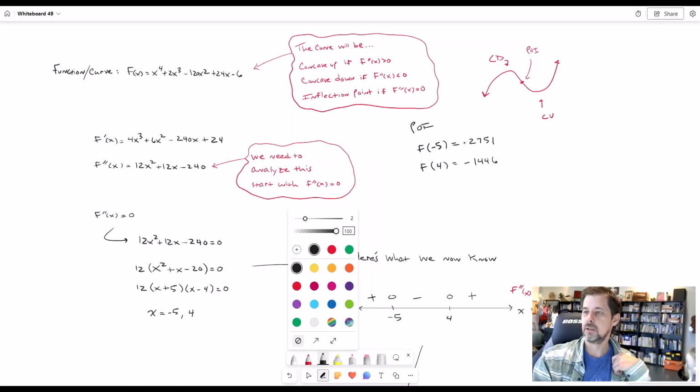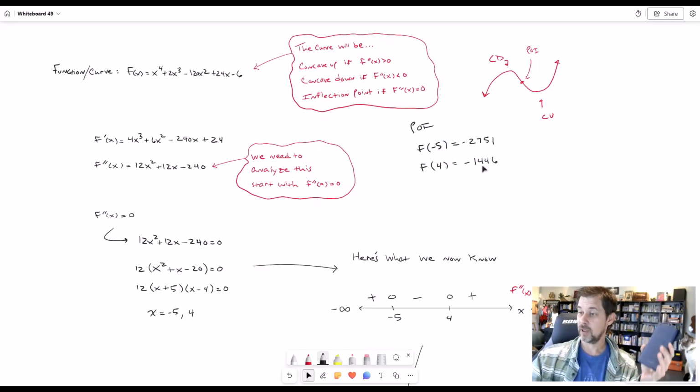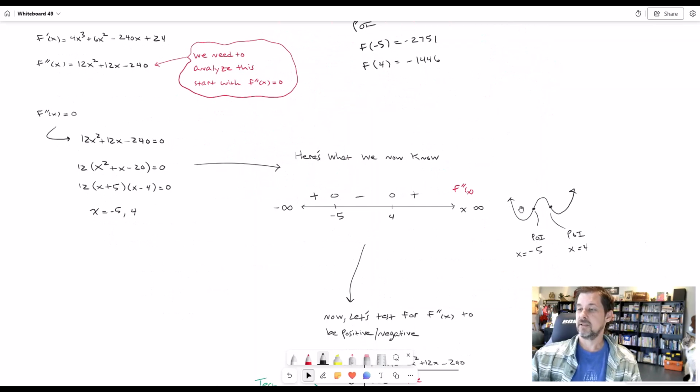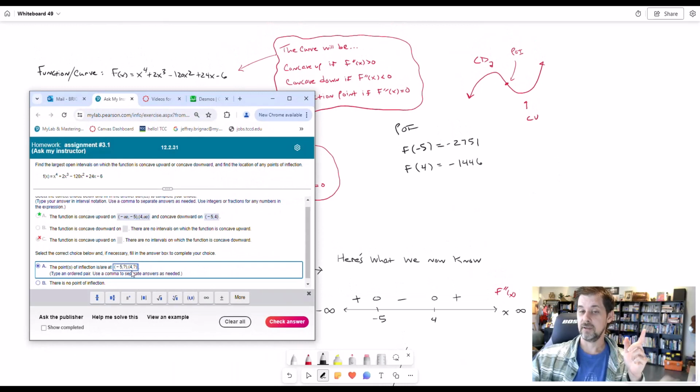Okay, so I used my handheld calculator and put in -5 and 4 into this function, and I got those numbers. Those are my x and y coordinates for the points of inflection. Okay, there's 2 points of inflection because the curve has this shape, and there's 2 points where it transitions between being concave up to concave down, or vice versa. Okay, so that's what we're looking for here, the points of inflection.